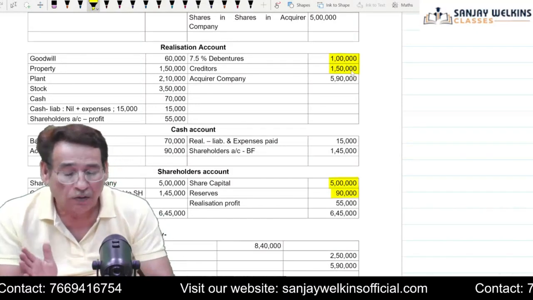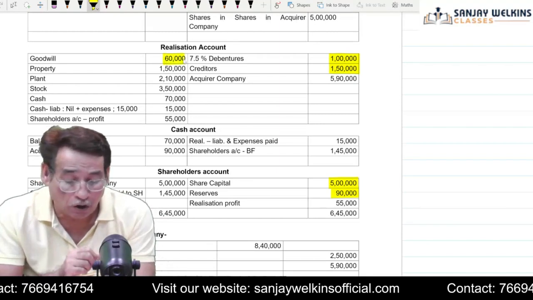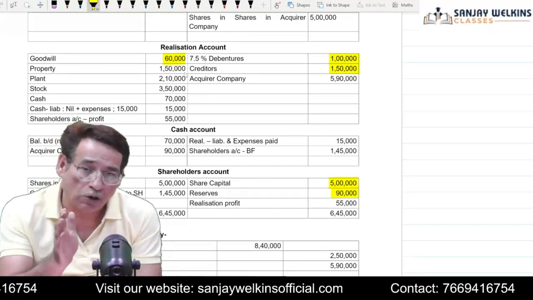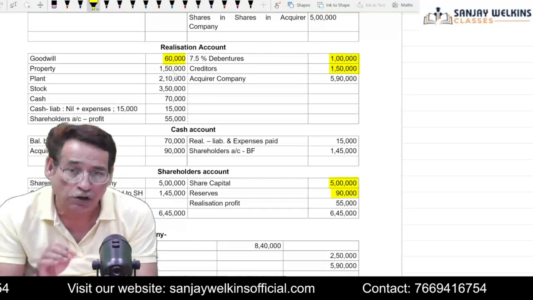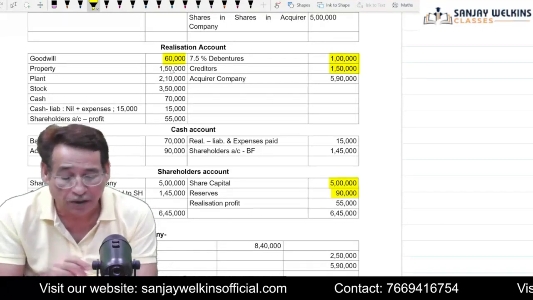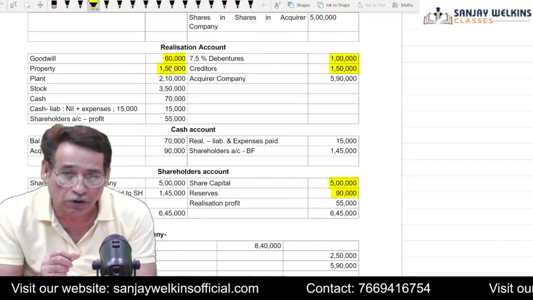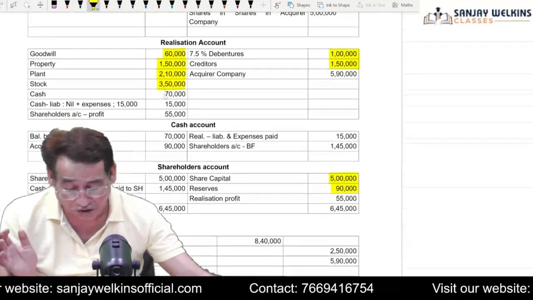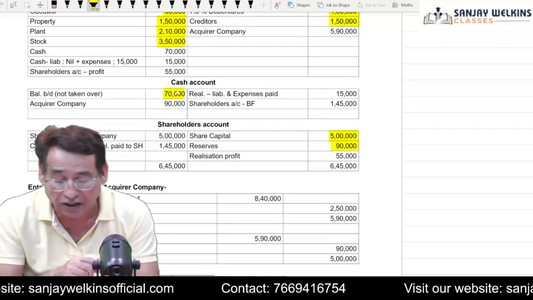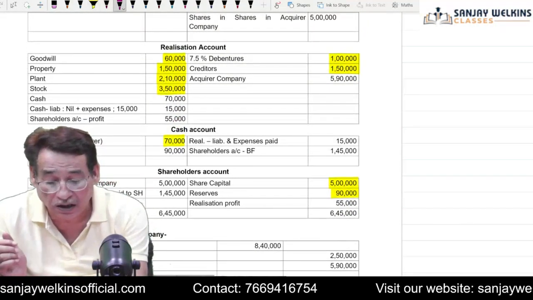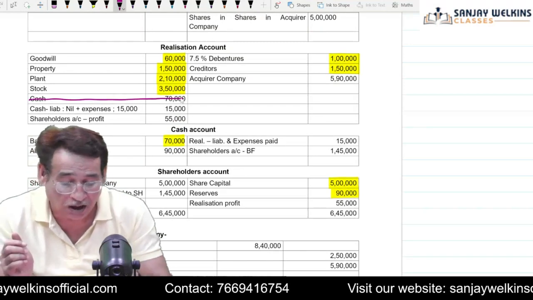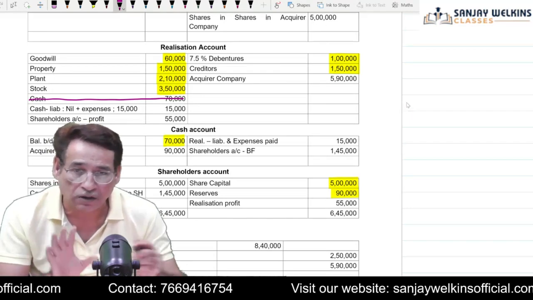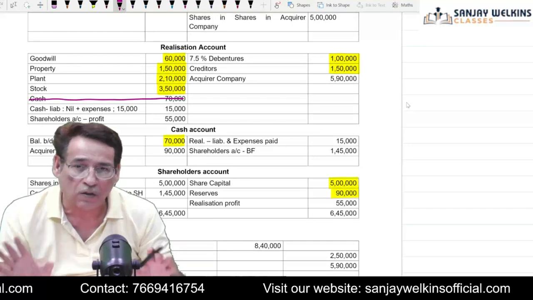Correct? Now, coming over to the asset side, when you are going to prepare the realization account, remember one thing, you are doing the posting from the balance sheet. So here only book values will come. Is it clear? Or the balance sheet value will figure. So whatever goodwill is appearing in the balance sheet, you are going to post here. Similarly, property, plant and machinery, stock. Now, in this question, cash was there, but cash was not being taken over. So don't write cash here, it is unnecessarily written, cut it out. Actually, in this question, cash hasn't been taken over. So you are going to write in the cash account to balance brought down. Is it clear to you? So our asset side and liability side is closed down.